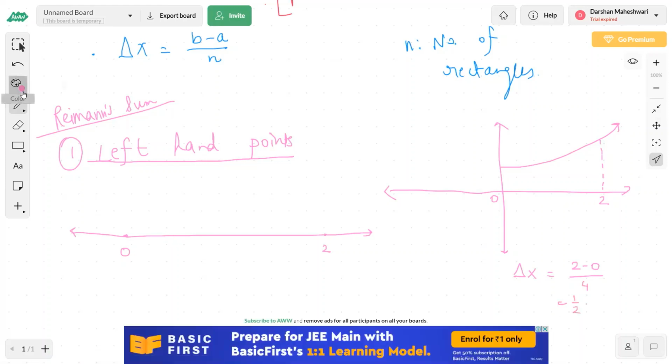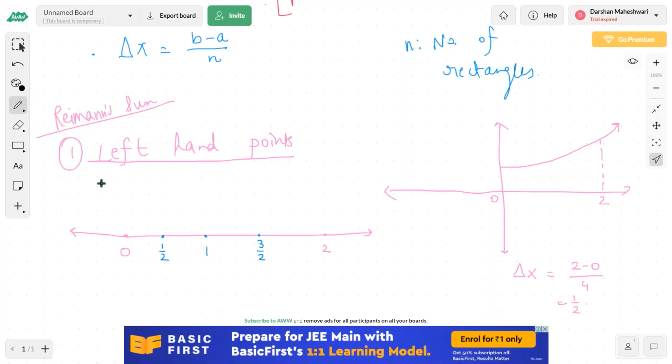Now we place various points on this number line with increasing delta x. So 0 plus 1 over 2 is 1 over 2. 1 over 2 plus 1 over 2 is 1. 1 plus 1 over 2 is 3 over 2. And there we have already 2. Like this, we place the values.